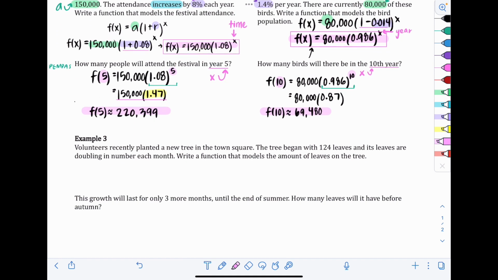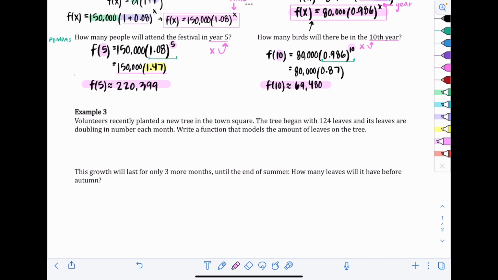Okay, so example 3, this is the last example. It says volunteers recently planted a new tree in the town square. The tree began with 124 leaves and its leaves are doubling in number each month. Write a function that models the amount of leaves on the tree. So we have to decide whether it's going to be growth or decay. It says that the leaves are doubling in number each month. So it's growing, it's increasing in its amount of leaves.